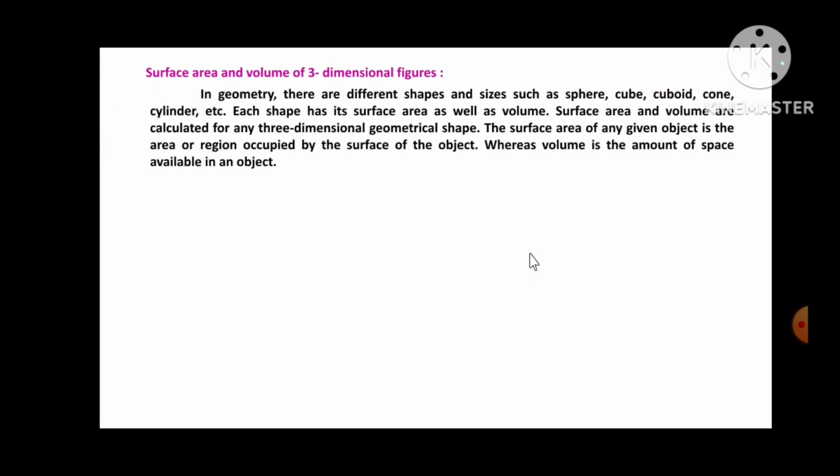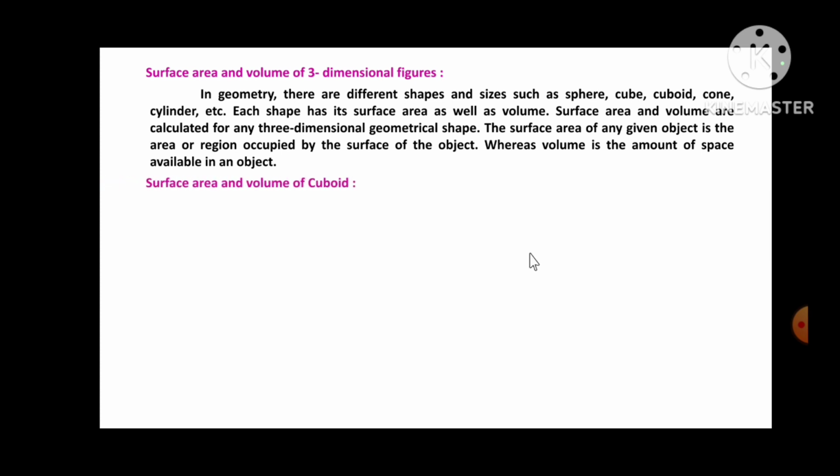In geometry, there are different shapes and sizes such as sphere, cube, cuboid, cone, cylinder, etc. Each shape has its surface area as well as volume. Surface area and volume are calculated for any three-dimensional geometrical shape. The surface area of any given object is the area of the region occupied by the surface of that object, whereas volume is the amount of space available in an object.